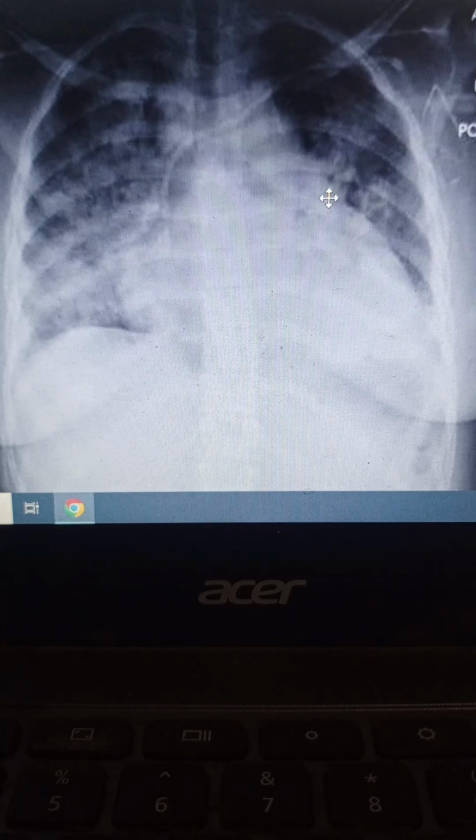So this is a classic case of acute chest syndrome, and this is how the patient will present and how the infiltrates will appear on the chest X-ray. So today we have discussed acute chest syndrome. This is a classic case in pulmonary medicine.